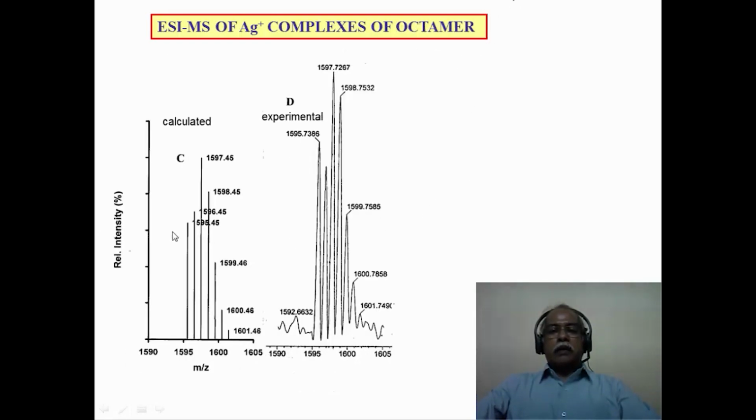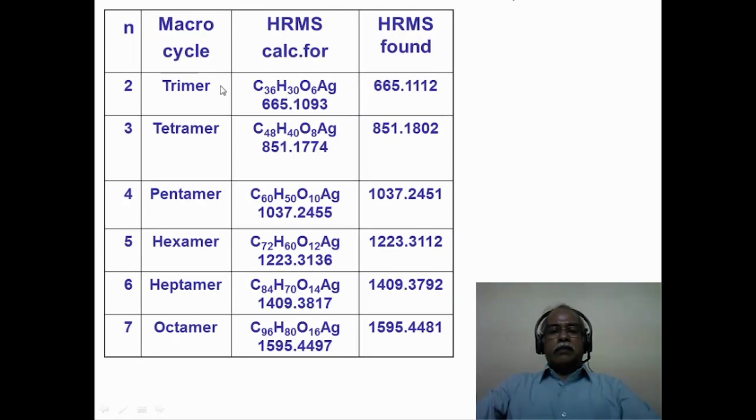You can see similarity in terms of the calculated spectrum and the experimental spectrum for the silver ion complex of this class of molecule. So essentially the entire range of cyclic oligomers in this particular case was successfully analyzed using electrospray ionization mass spectrometry, using silver ion to form an adduct with the substrate so that it can be easily analyzed.